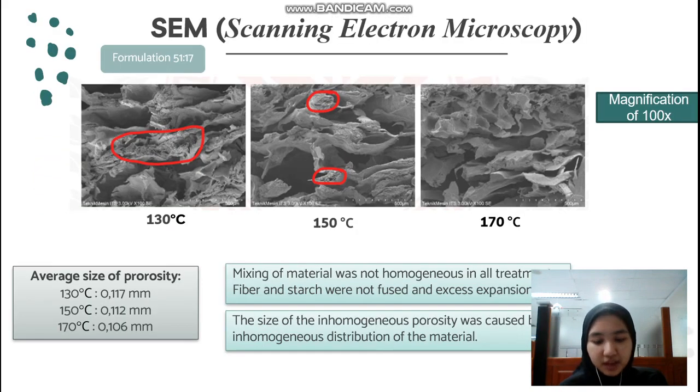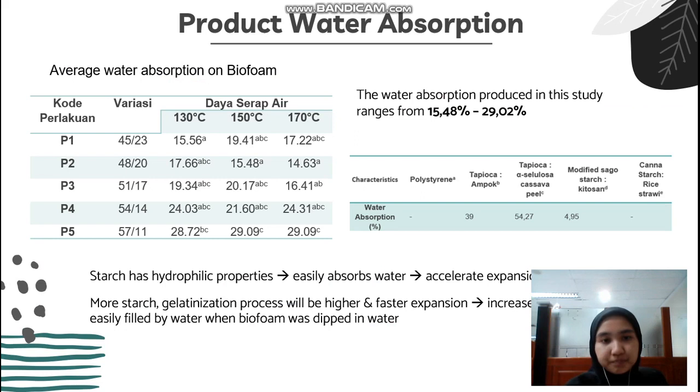Based on the same analysis performed with a magnification of 100 times, the mixing of material wasn't homogeneous in all treatments. We can see that fiber and starch were not fused, and there was excess expansion. The size of the inhomogeneous porosity was caused by the inhomogeneous distribution of the material.